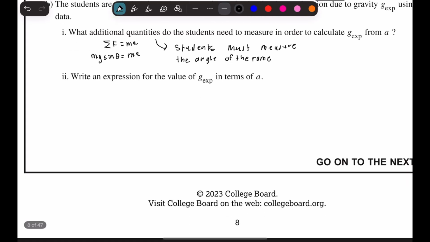Now, to write g experimental in terms of A, we have summation of forces is equal to MA. So then we can write m g experimental sine theta that we got up there is equal to MA. We see the m's cancel out. So then we see g experimental, dividing both sides by sine theta, is A over sine theta.